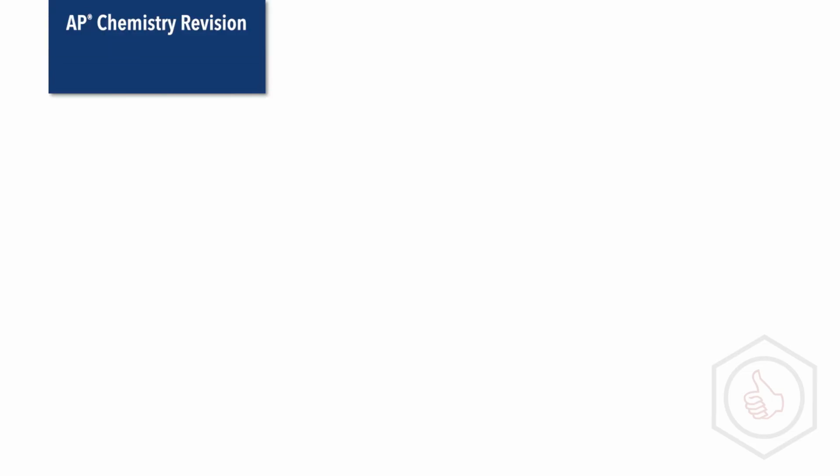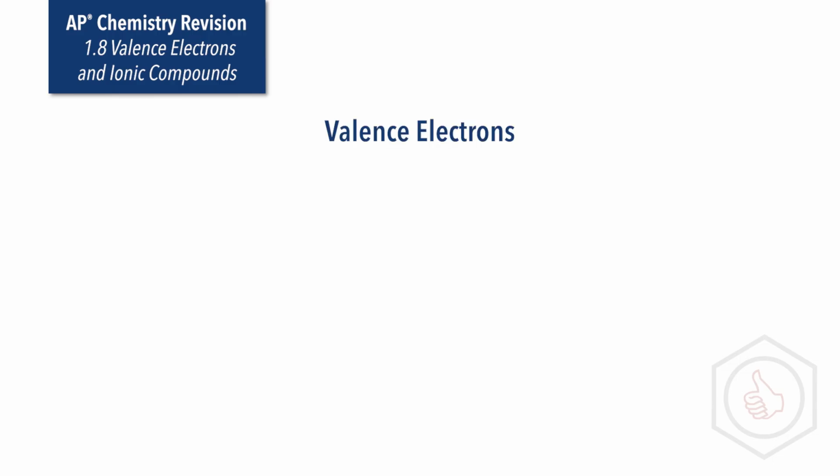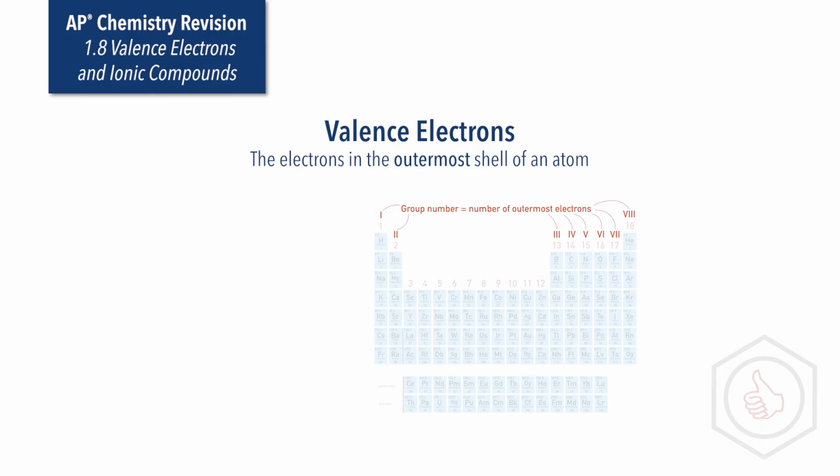Hello, so this is a revision video for AP Chemistry 1.8, Valence Electrons and Ionic Compounds. Valence electrons are the electrons in the outermost shell of an atom. It is these valence electrons that are responsible for nearly all the chemical behavior of atoms of elements. The number of valence electrons an atom has can be predicted from its group number in the periodic table.